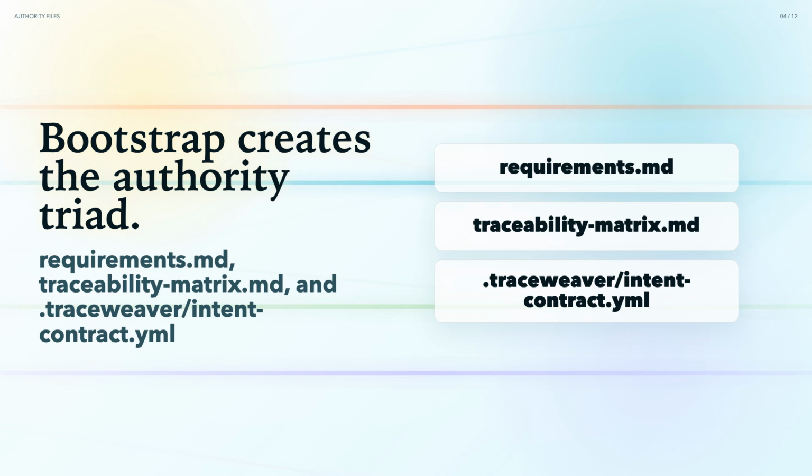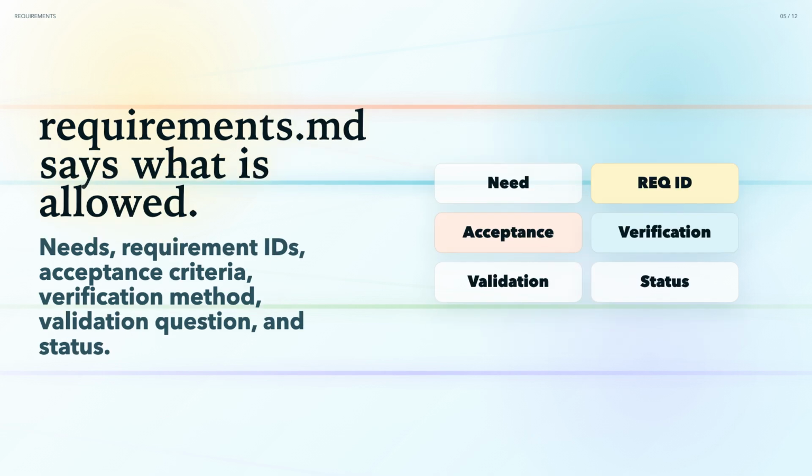The three files to expect are requirements.md, traceability-matrix.md, and the TraceWeaver intent-contract.yml. A good requirements file is not just a wish list. It records the need, the requirement identifier, the acceptance boundary, how it will be verified, what validation question remains, and whether the requirement is draft, approved, held, or rejected.